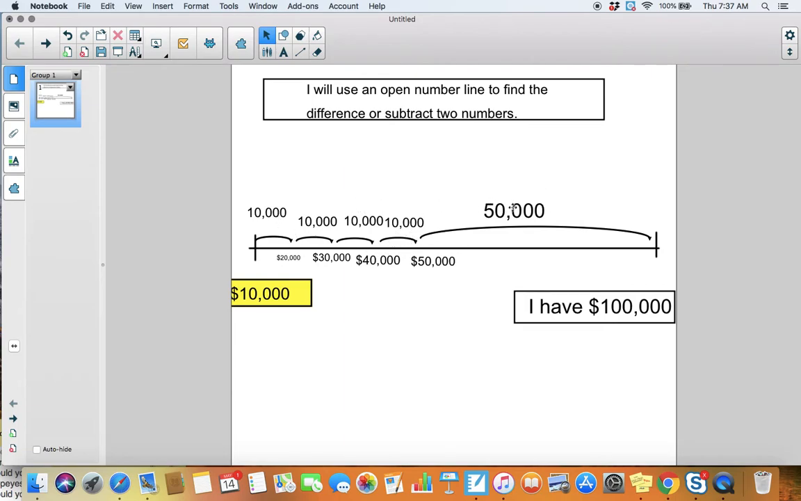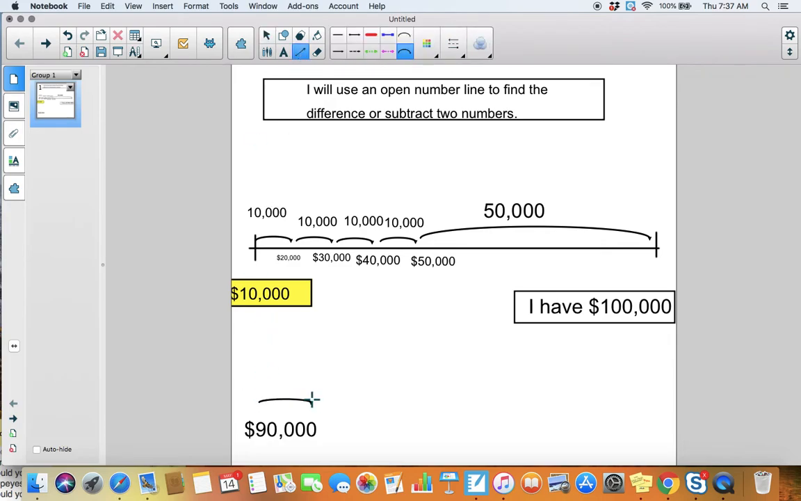So in my head, I'm going to start with 50,000. Okay. Then I'm going to count up 50, 60, 70, 80, 90. So what do I have left? I have $90,000 to spend. So that would be on day 2.